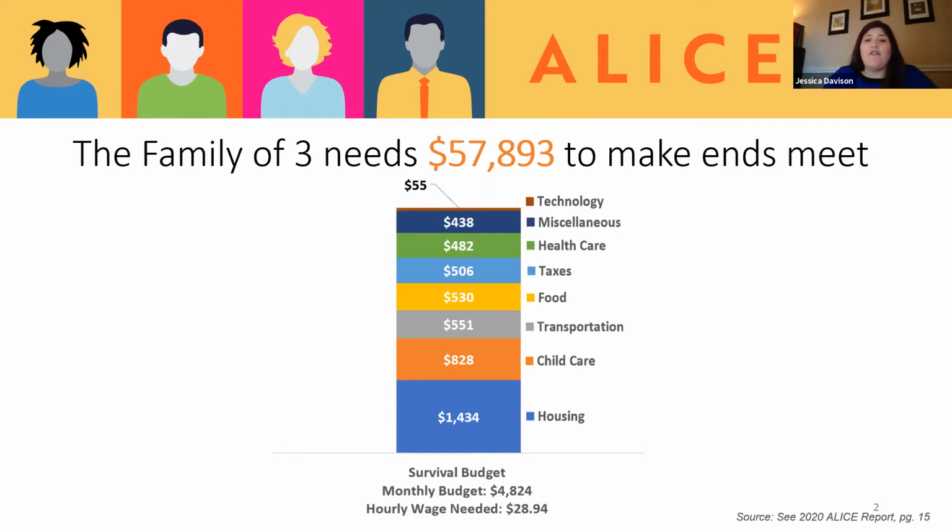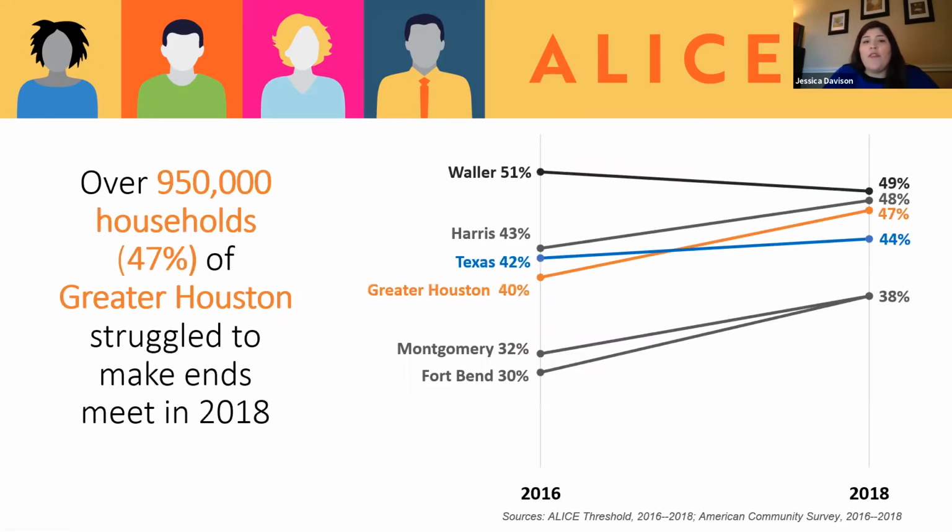Here we can see a family of 3 that represents a single parent with a preschooler and a school-age child that needs just about $57,893 annually, which is a little over $4,800 on a monthly budget. Based on that survival budget, we also know what the percentage is that is ALICE or living below poverty. Close to 1 million households in Greater Houston are struggling to make ends meet, meaning they're ALICE or living in poverty.